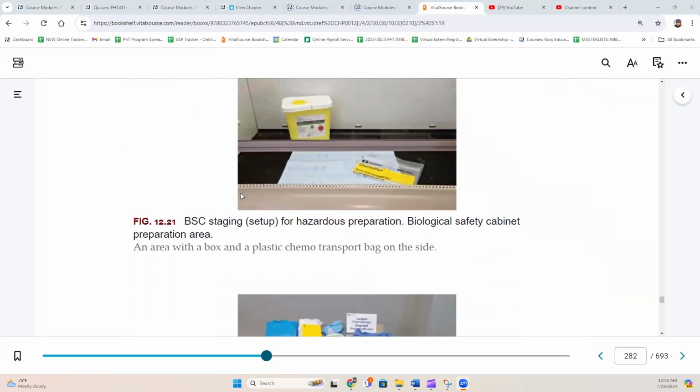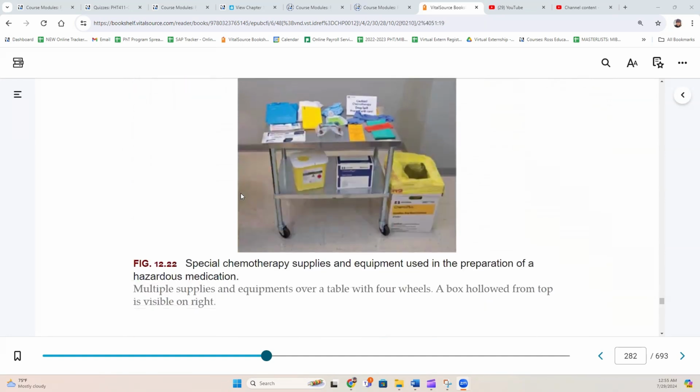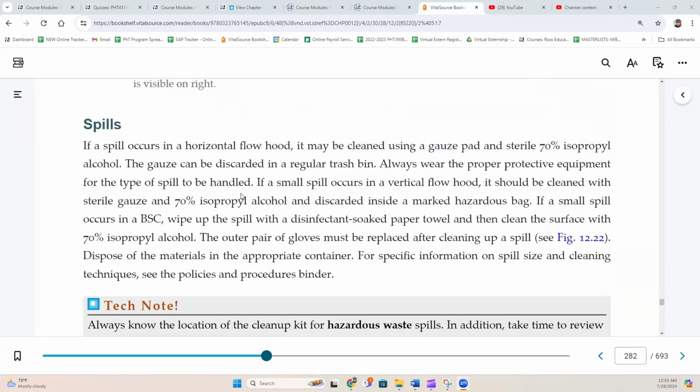Figure 12.21 shows BSC staging for hazardous preparation. Figure 12.22 shows special chemotherapy supplies and equipment used in the preparation of a hazardous medication.